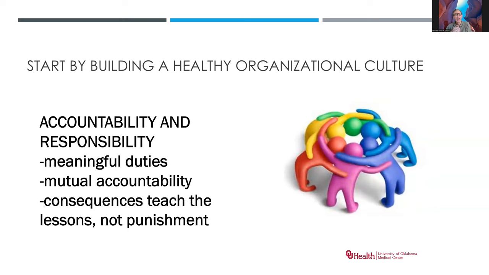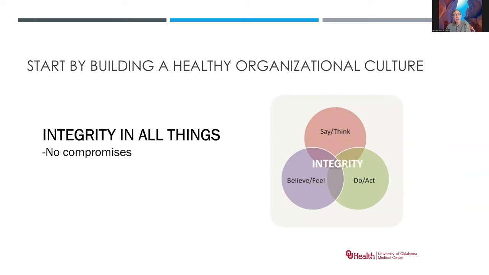Additionally, healthy cultures have a sense of accountability and responsibility to each other, to the other stakeholders, to their clients. And that means that they have meaningful duties, that they hold each other accountable, and that when something adverse occurs, it's really the consequences of that which teach the lesson. It's not some imposed punishment or retribution. And that's very important to remember, that it's the structure, the culture, the system, not so much the individual, that is prone to mistakes. Or it's the structure, the organization that allows or sets people up to make mistakes. But if we're wise, we set up things so that people don't make mistakes or can't even make mistakes. Finally, or not finally, but of course, along with this comes the whole matter of integrity.